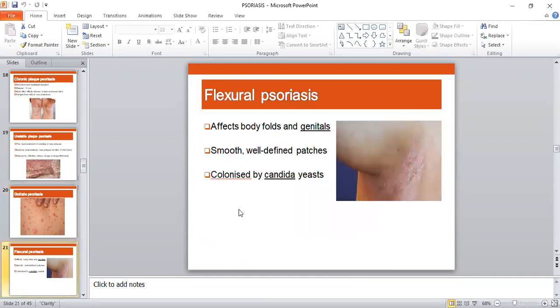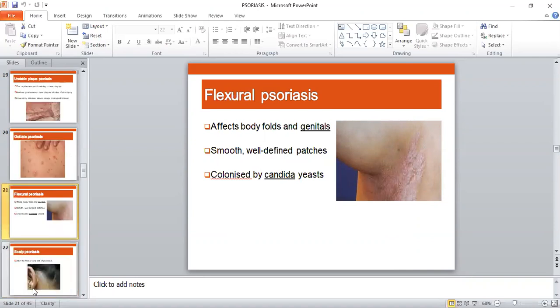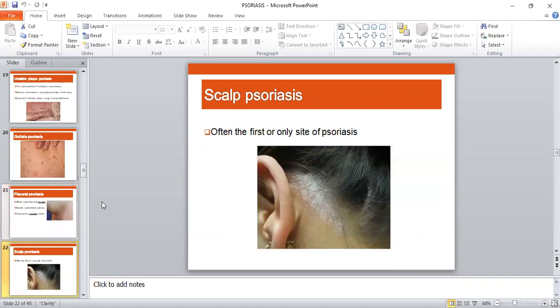So flexural psoriasis affects body folds and genitals. You see the armpit is there. So it's involving all the flexural areas, with smooth, well-defined patches colonized by candida yeast. There can be superadded infections also, candida or tinea infections.